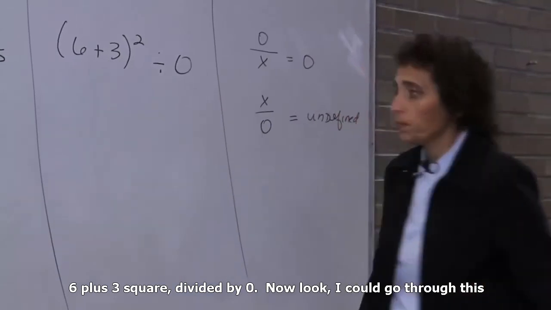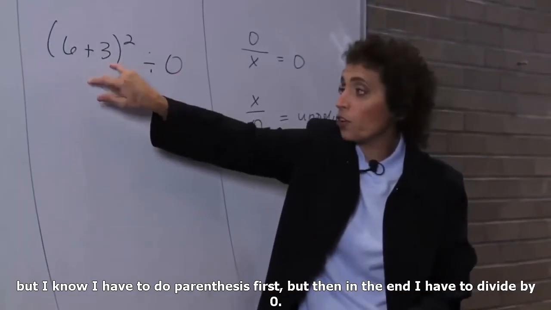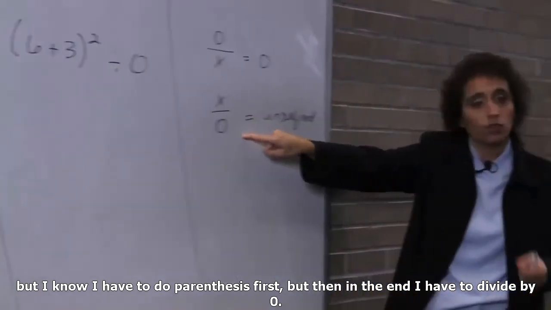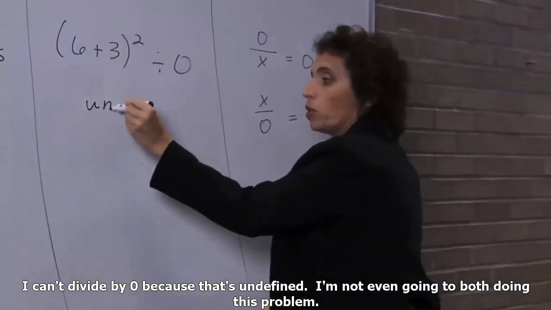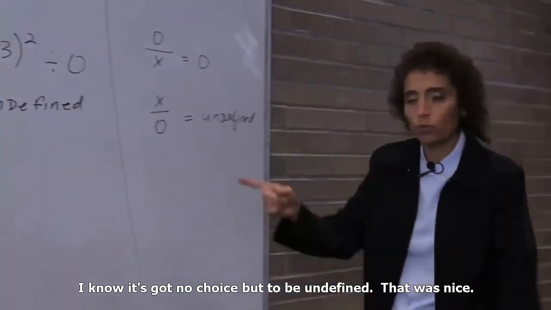6 plus 3 squared divided by 0. Now look, I could go through this, but I know I have to do parentheses first, but then in the end I have to divide by 0. I can't divide by 0 because that's undefined. So I'm not even going to bother doing this problem. I know it's got no choice but to be undefined.